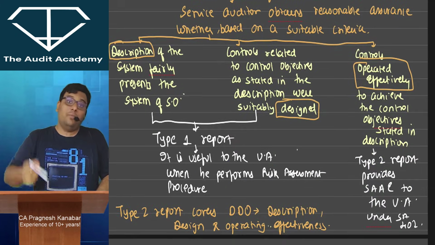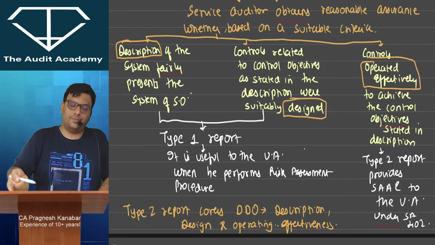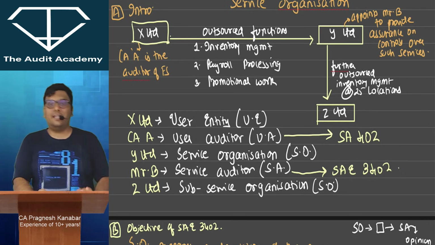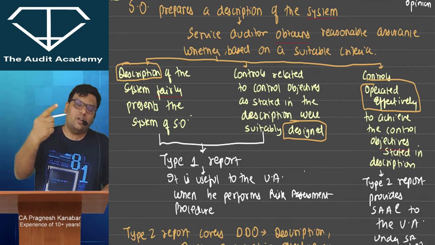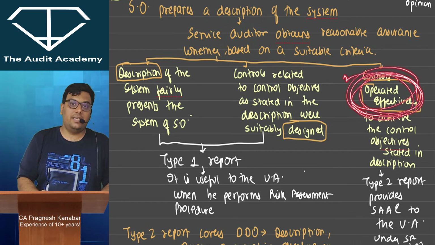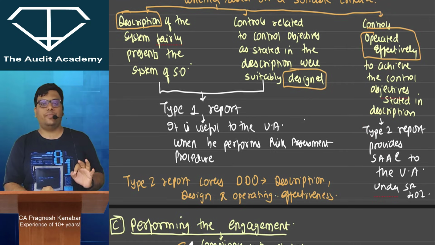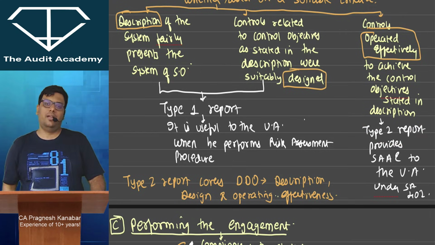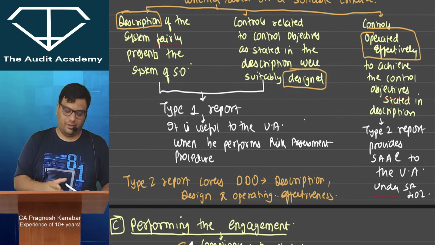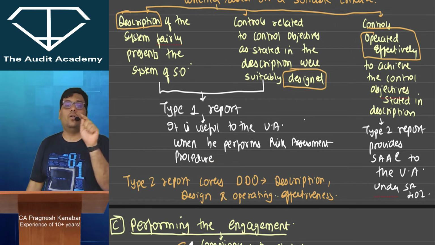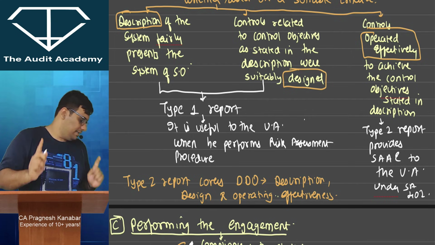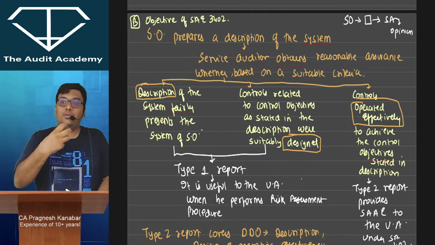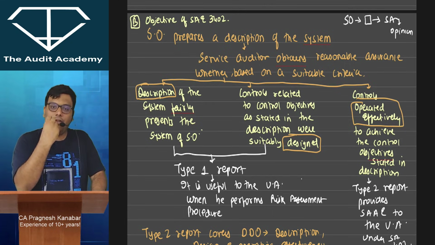But the service auditor can also comment upon operating effectiveness, if Y Limited has given that in scope. When the service auditor also comments upon operating effectiveness, then for that there is a separate report, the type 2 report. In the type 2 report, say DDO, he will include everything: design, description, operating effectiveness. So type 2 report covers DDO. Am I clear with this? Yes sir. If you go through this page, you will get these SAE wordings on the tip of your tongue.